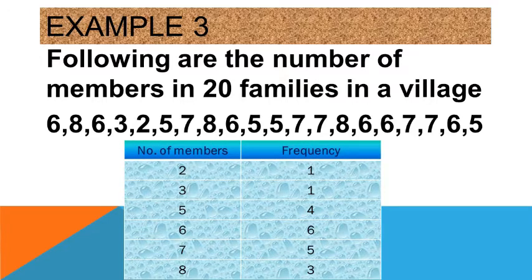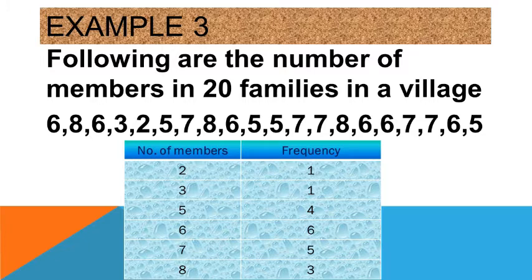The number 2 has been written only one time in the data. So, its frequency is 1. The number 3 is again written only one time in the data. So, again its frequency is 1. But now see, the number 5 has been written 4 times in the data. So, its frequency is 4. In the same way, number 6 has been written 6 times in the data. So, its frequency is 6.